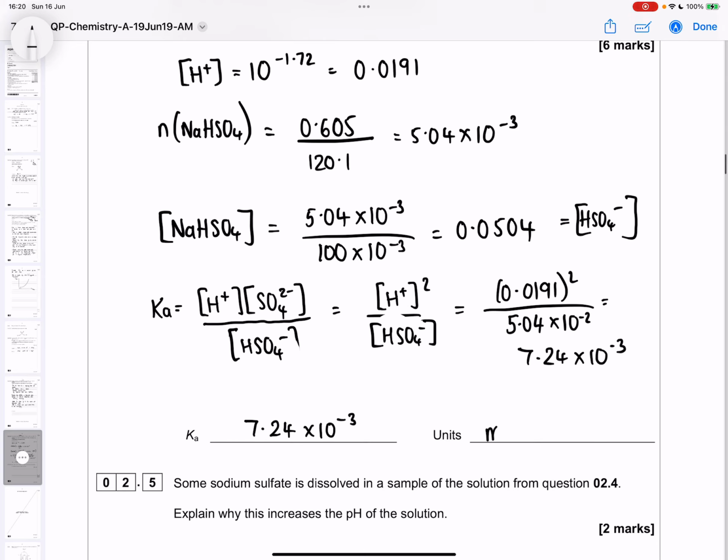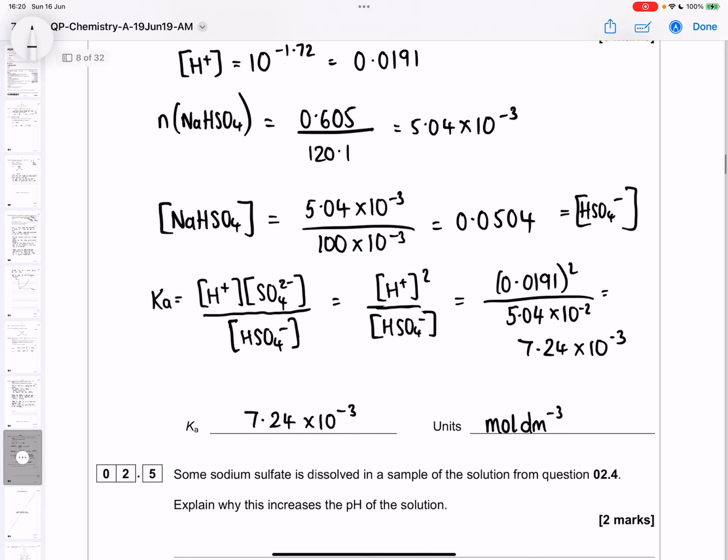The units of Ka: concentration squared over concentration, so they are the units of concentration. Now, on the bottom line here, you could have done a subtraction, the amount of HSO4 minus that got used up, by subtracting the 0.0191 away from the 5.04 times 10 to the minus 2, but you didn't need to.